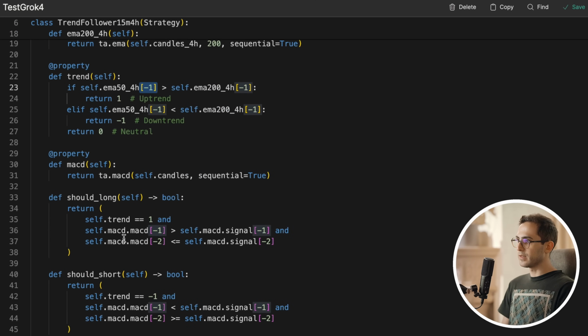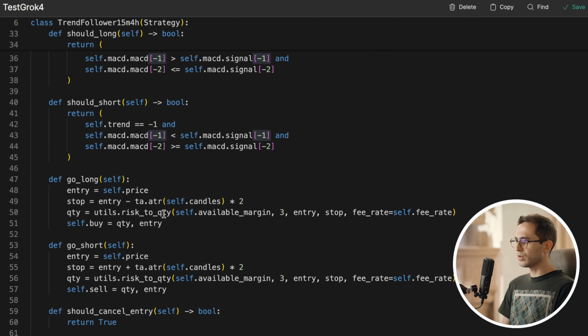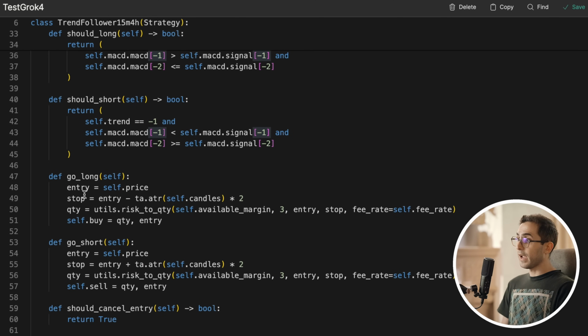And in should long, it's saying that if the last value of MACD is bigger than the last value of MACD signal, and if the trend is 1, it should go long. It's doing the opposite for short trend. All right, so it seems fine. And for the stop loss, it's saying the entry minus 2 times the ATR. This is also perfectly correct.